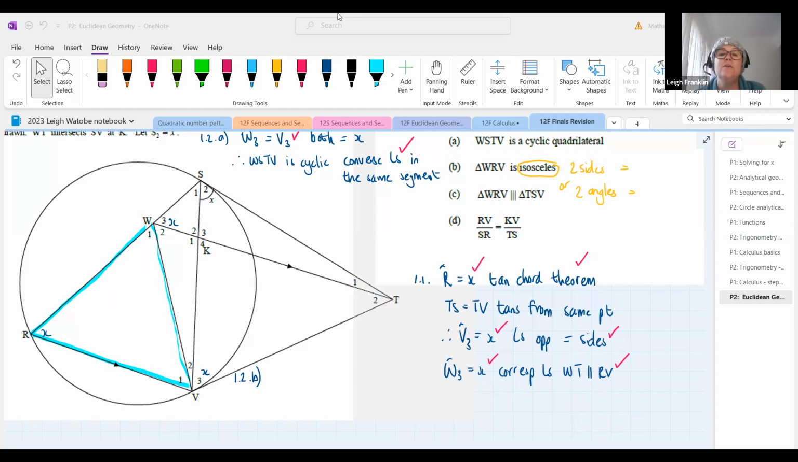Okay, where's the cyclic quad? Oh, okay. You mean the one that we've just proved? Okay, so the exterior angle would be W1, what's that equal to? It's equal to angle T, but we don't know anything about T.